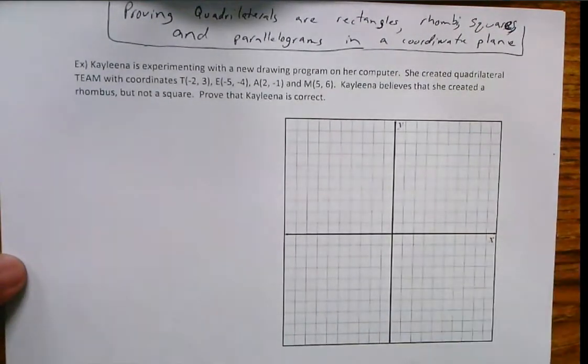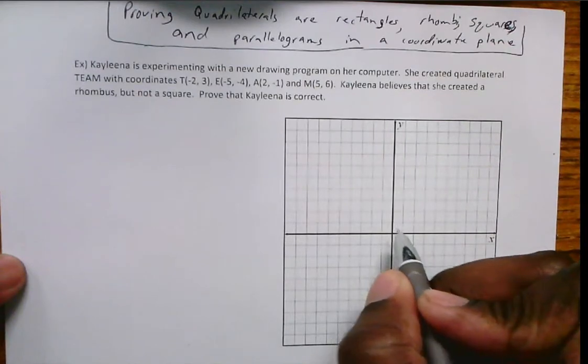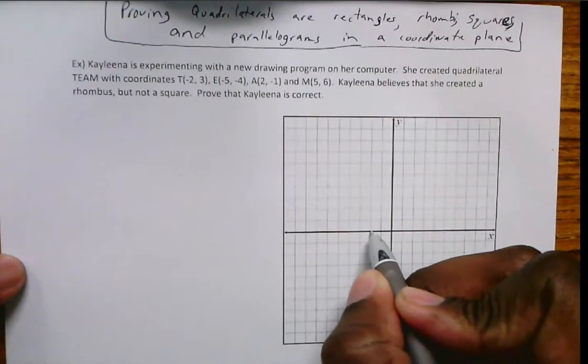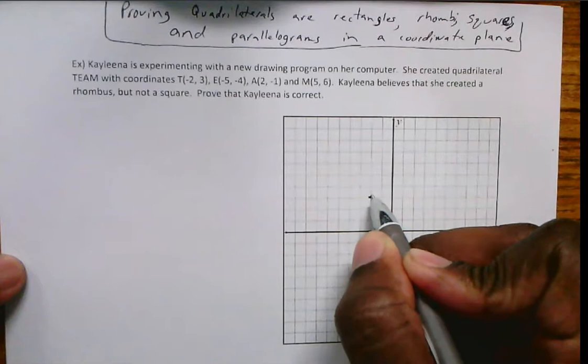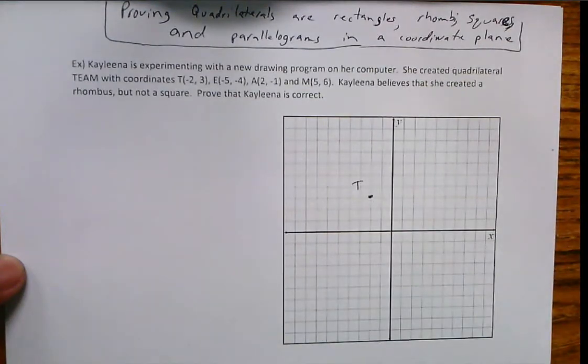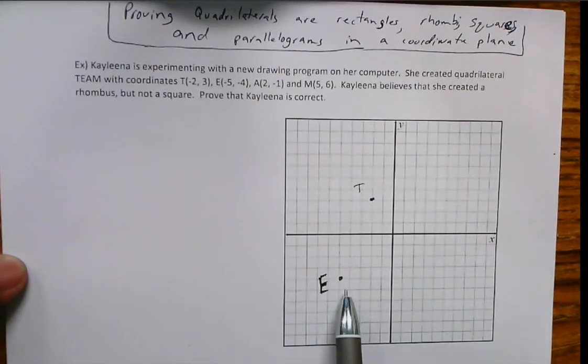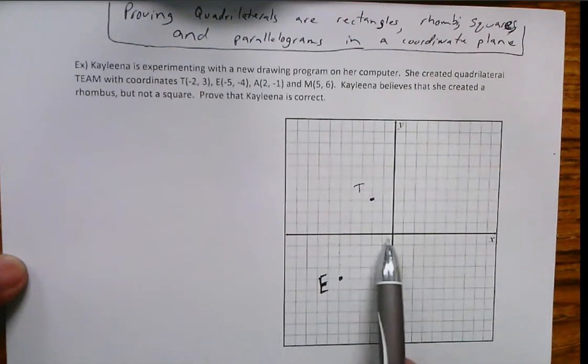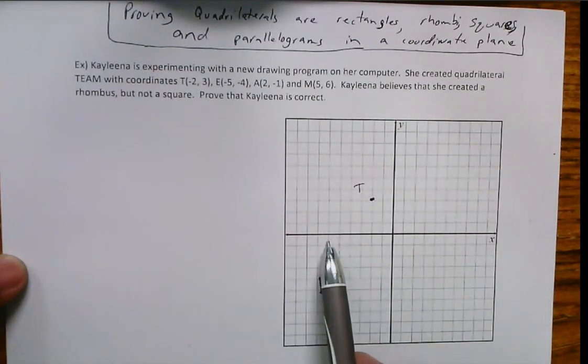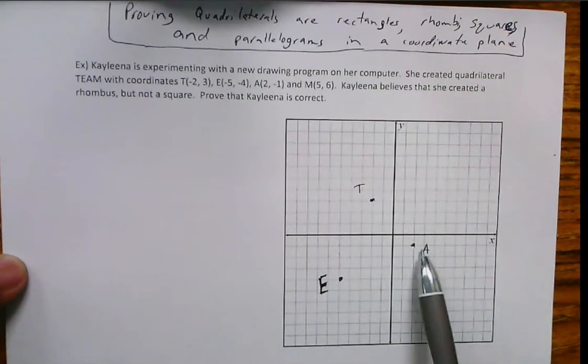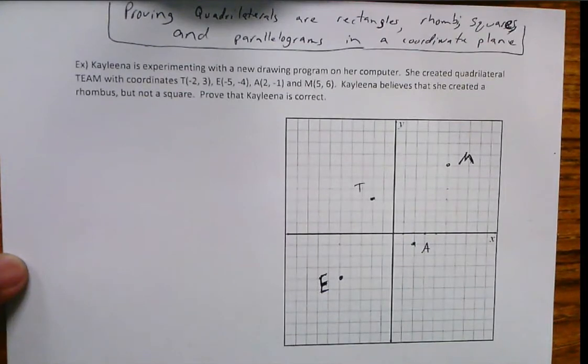If we plot the points, it should be this. If T is at (-2, 3), we'll go over 2 and up 1, 2, 3. This is T. We plot the other points. E is at (-5, 1): over 5 and down 4. Point A is at (2, -1). And point M is at (5, 6). Here's the shape. We'll connect those dots.